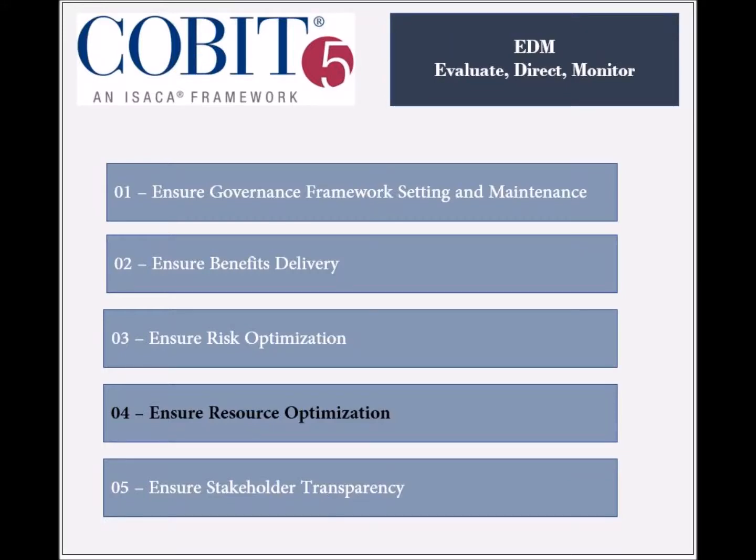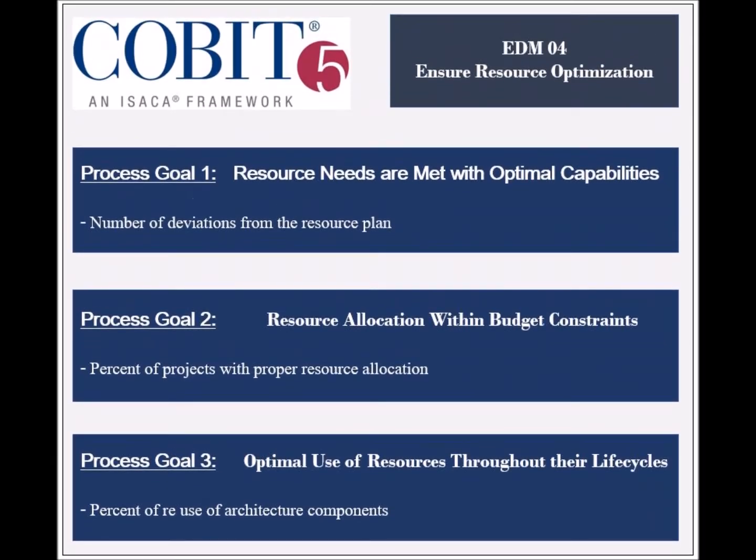The fourth process of the evaluate, direct and monitor domain, called ensure resource optimization, has three process goals. The first goal is to ensure that the enterprise resource needs are being met in an optimal manner. The achievement of this goal is measured by the number of benefits achieved through optimal resource utilization, and by the number of deviations from the resource plan.